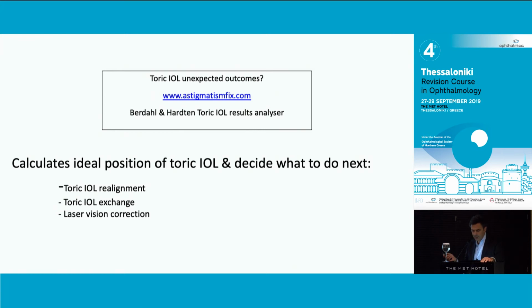But if it is not, then you have to consider other means of correcting the astigmatism, which could even be laser vision correction. That's why it's useful when you do refractive surgery and cataract surgery to have everything around you, not only access to good cataract surgery facilities, but also excimer laser and anything else that you may need. So I hope that it's clear.